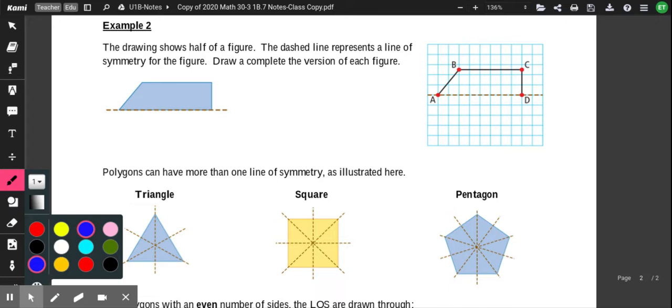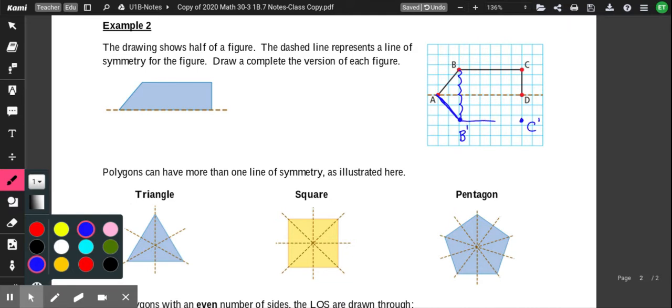That's right. It's going to be the exact distance from that middle line. So I'm going to count how many squares away that guy is. He's 2.5 squares away. So I'm going to go 2.5 squares below. Okay, and that'll be my B prime. So there's the other part right there. C prime is going to be right down here.